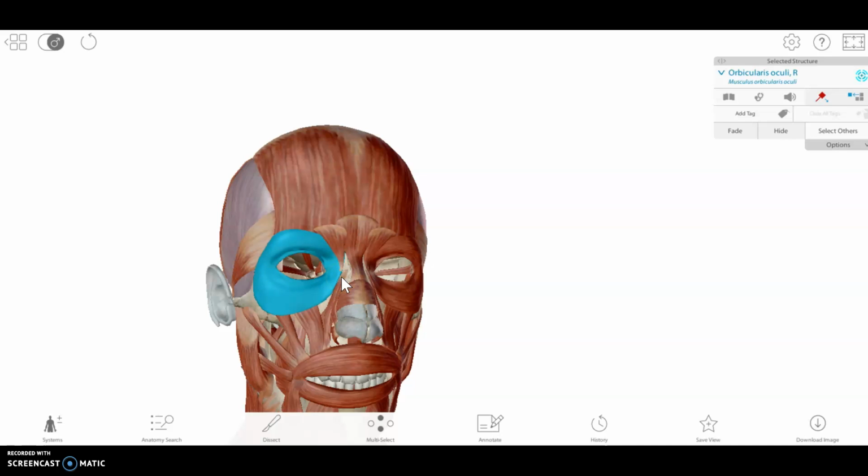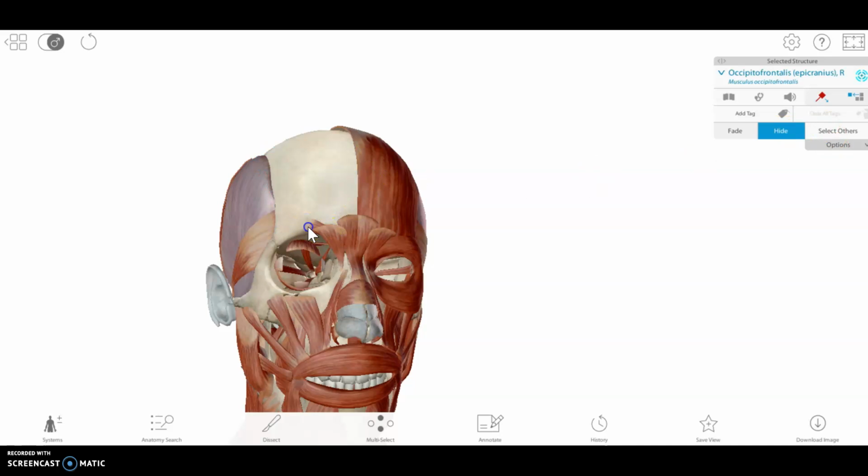The corrugator supercilii, that one's kind of fun to say. We actually will have to hide this. Hide the occipitofrontalis. Okay, so here, if you want to hide the depressor, you don't need to know that one. This muscle furrows your brows, gives you those nice 11s.